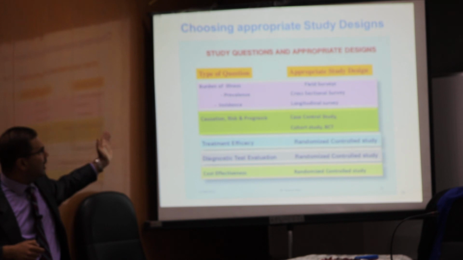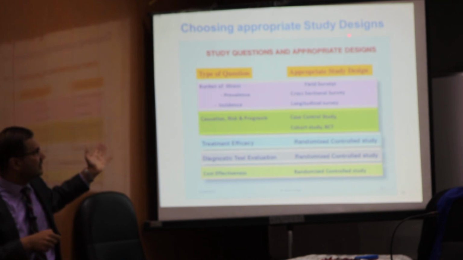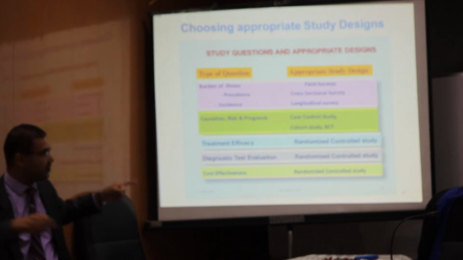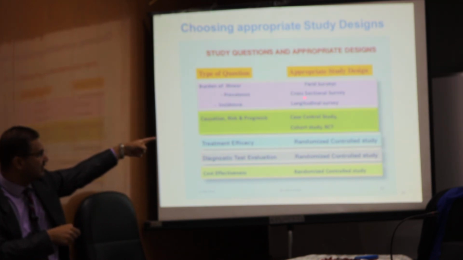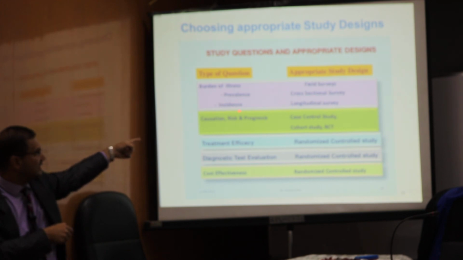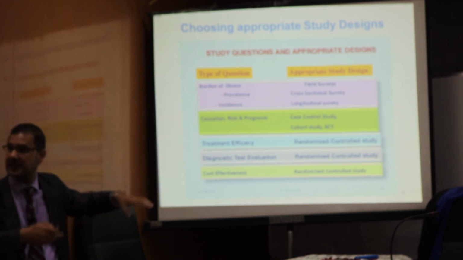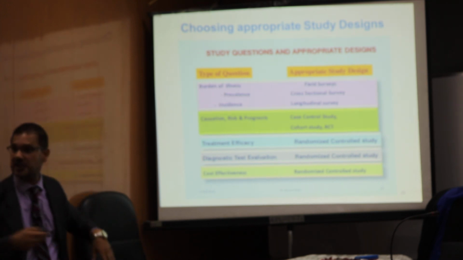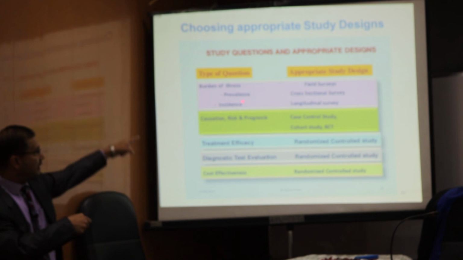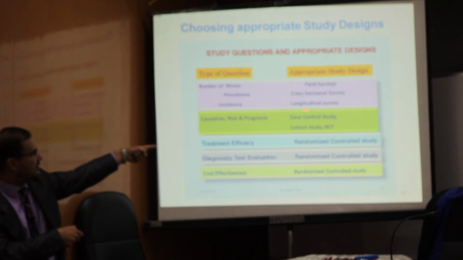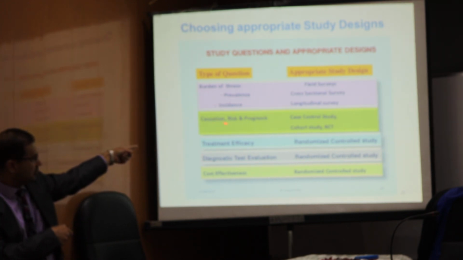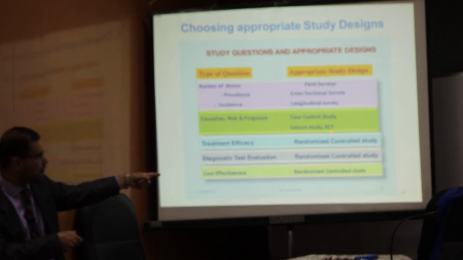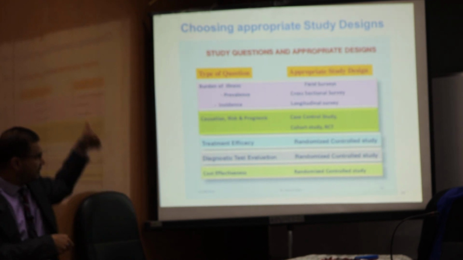So in summary, choosing an appropriate study design. Which study design I'm going to choose depends on my research question. If I need to measure the prevalence, I need to use cross-sectional. Incidence is new cases. Prevalence is available cases. Available cases of hypertension, for example. Incidence rates, new cases of hypertension. Prevalence, cross-sectional; incidence, longitudinal; causation, risk and prognosis, case control or cohort study or randomized control trial. Any one of treatment efficiency.